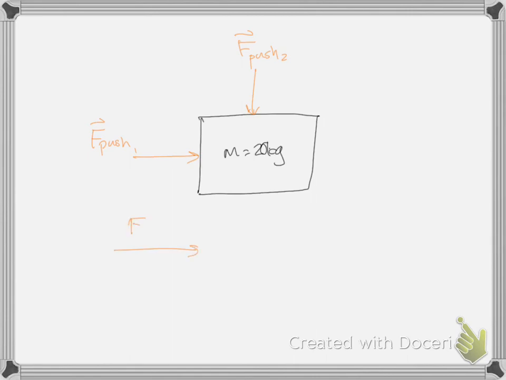So F push 1 and F push 2. We sum forces by putting them head to tail. F push 2. And the sum of those two forces goes from the tail of the first to the head of the last. So the net force is going to go in that direction. This is going to be F net. And it will have a magnitude given by the sum of those two forces. So we can go ahead and do that and apply it.